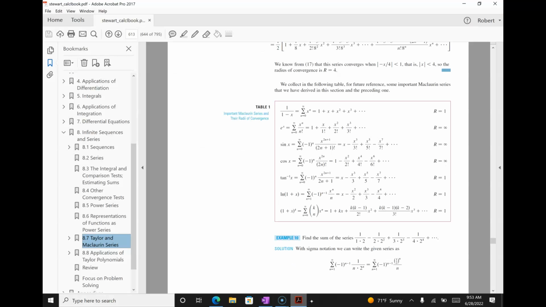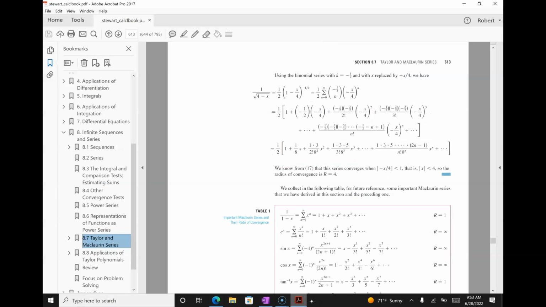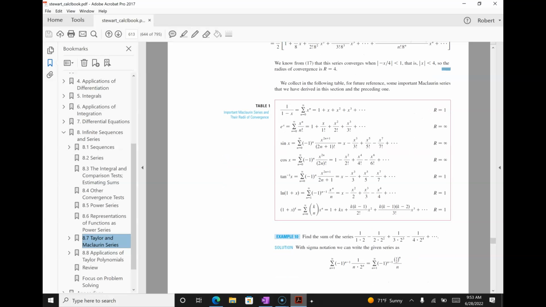If I look at page 613, yeah, 613. There's a nice table here that we want to know at least the first six elements on. And they're all written as Maclaurin series. It's hard to believe that the first one and the ln are Maclaurin, but you're looking at whether there is a shift in the x's in the series. Is it just an x term or is it an x minus a term? So all of them are Maclaurin series.